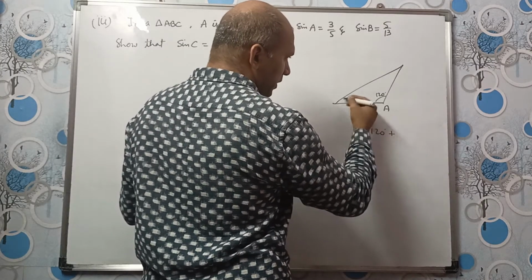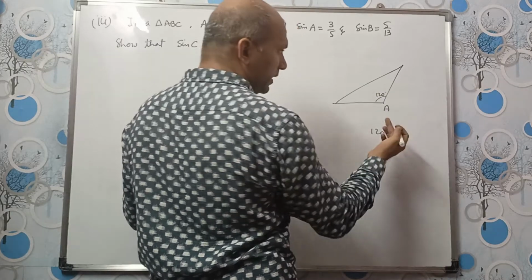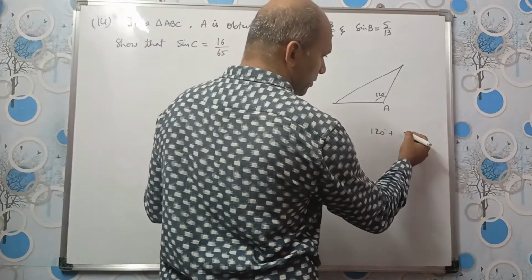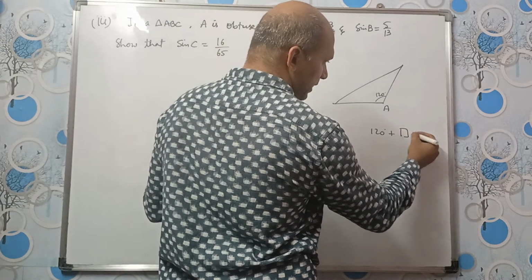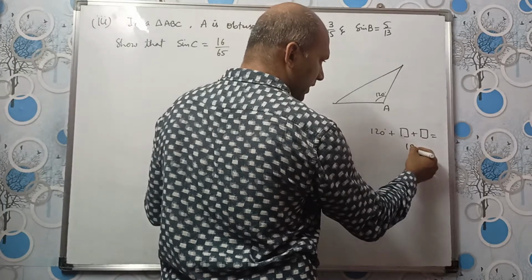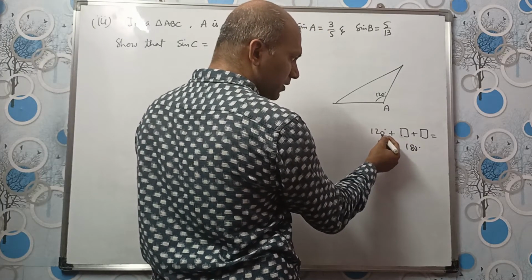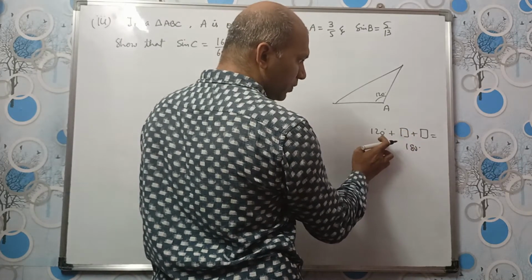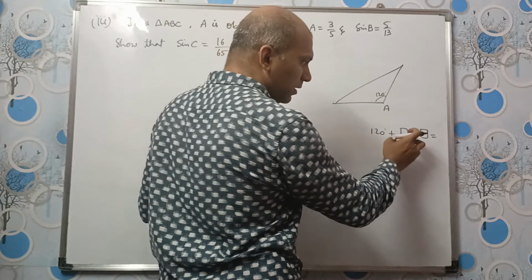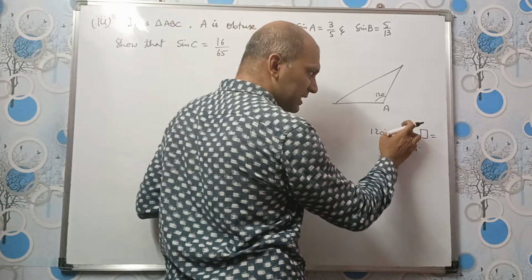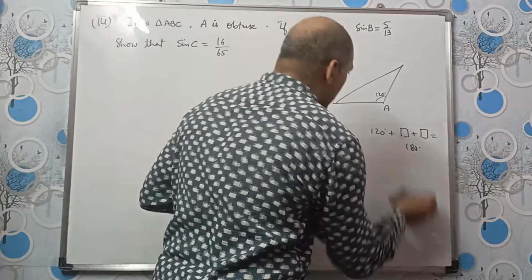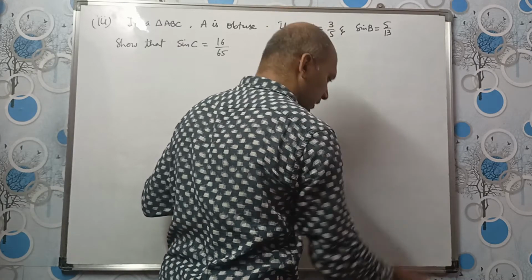So the remaining two angles cannot be 90 or greater than 90, right? They should be less than 90 only, because this angle and this angle and the third angle should give us 180 degrees. If this is already 120, this cannot be 90, right? Because 90 and 120 will give us 210. It should be less than 90. This should also be less than 90. So if one angle is obtuse in a triangle, the other two angles will be acute. They will be less than 90.